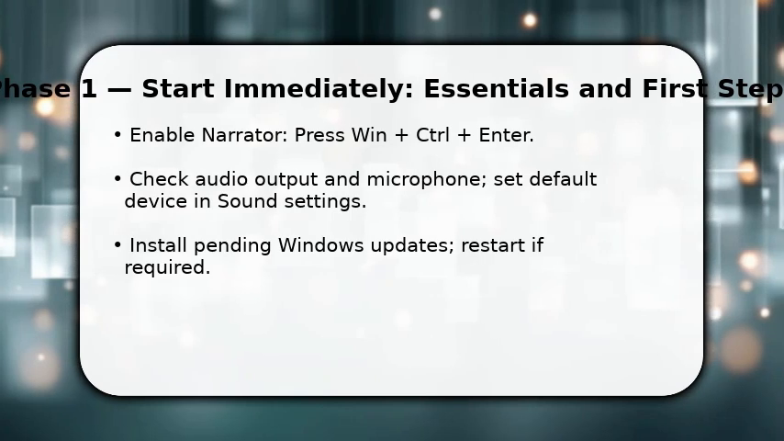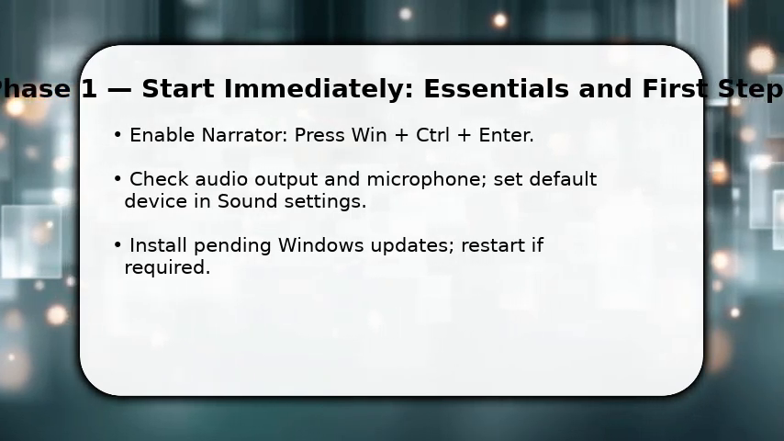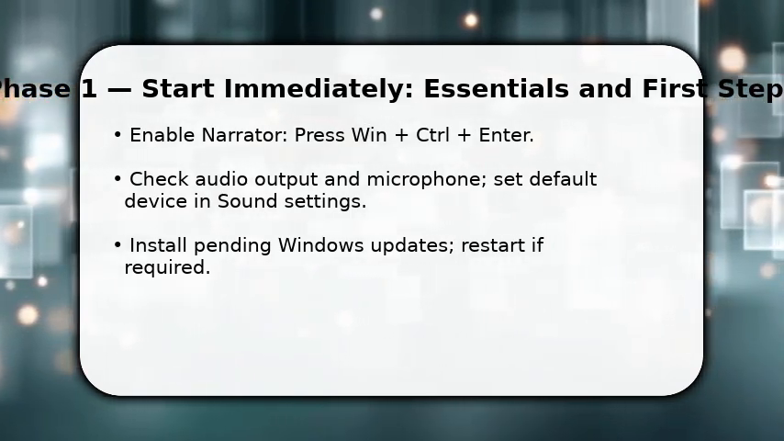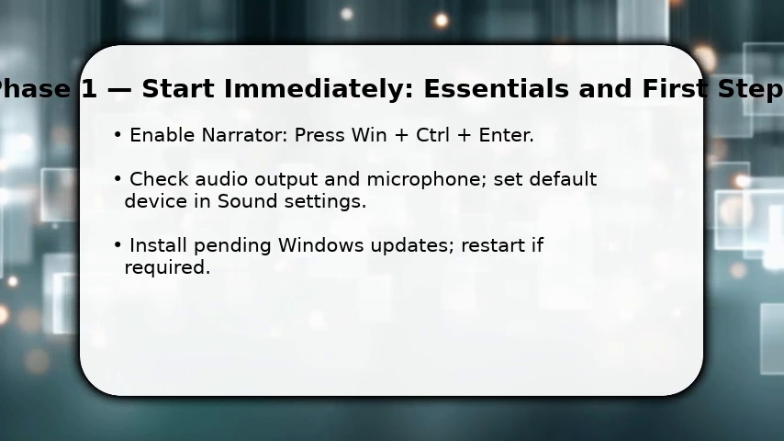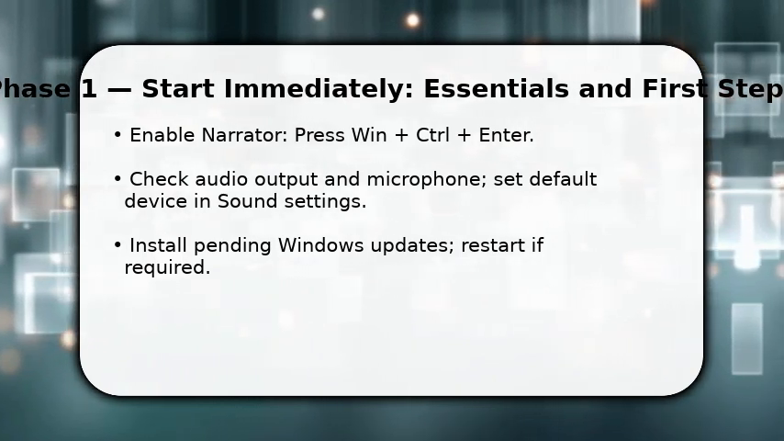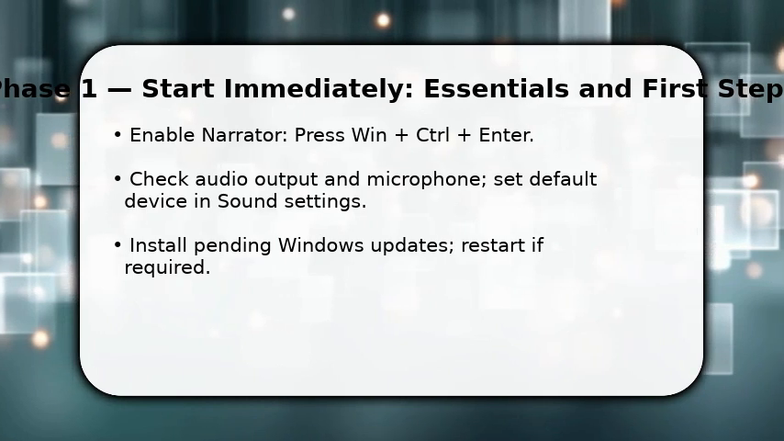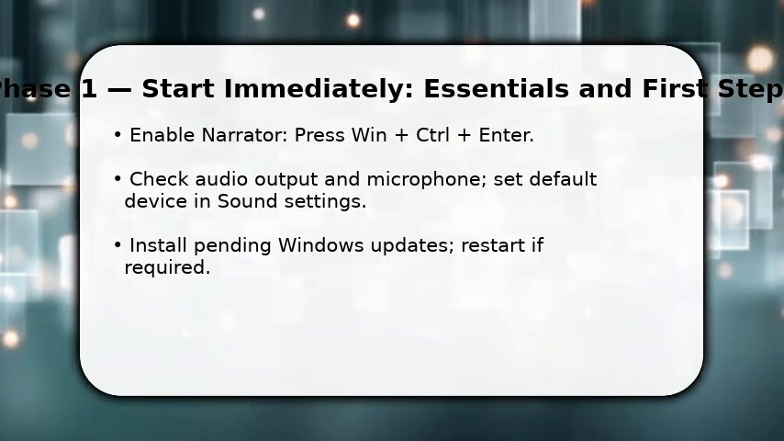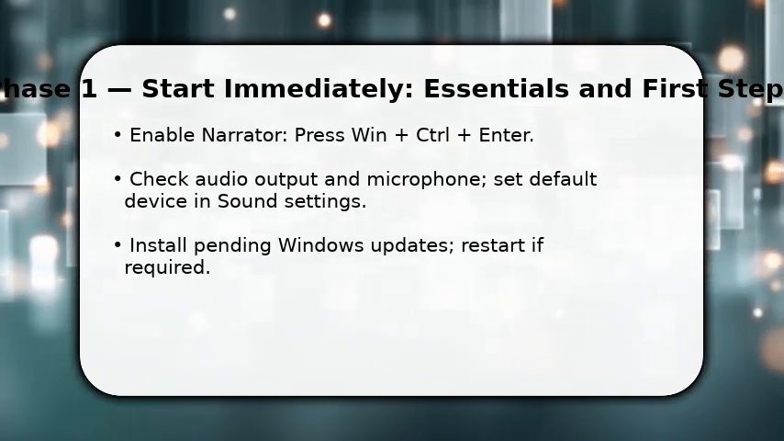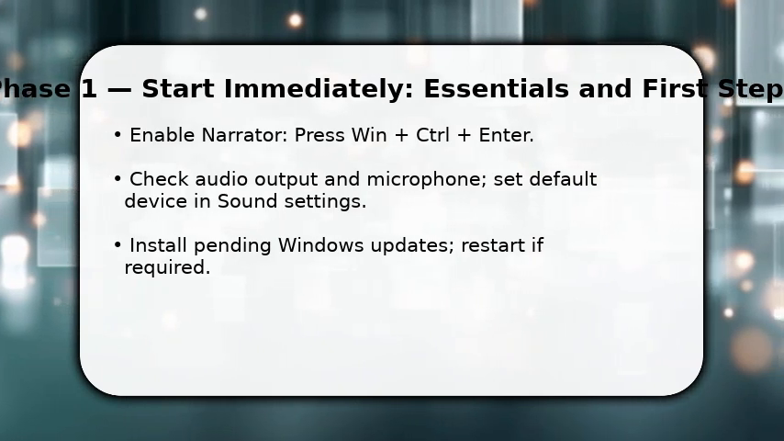You start by enabling Narrator immediately. Press Win plus Control plus Enter. Make sure audio routes to the speaker or headset you plan to use because Narrator reads through the active output. Once done, open Settings, right arrow Ease of Access, right arrow Narrator to confirm voice and volume.